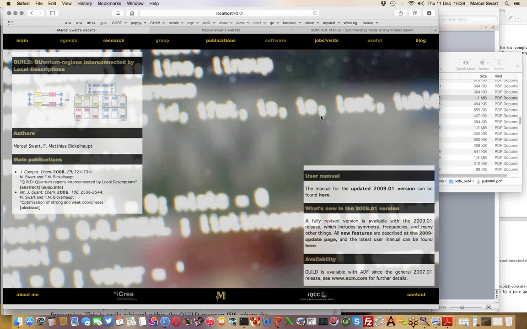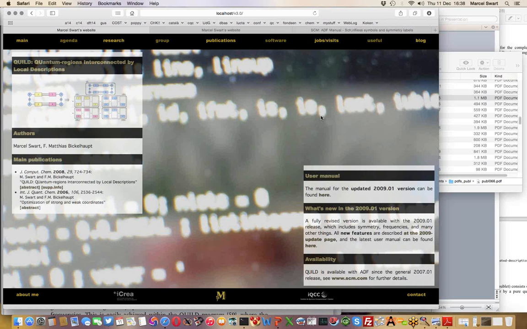I see there's one more question. Yes. Oh, there are two more questions actually. If you can start with Christoph's question on the example for DNA, and what, in your opinion, is the maximum system that QUILD can handle?